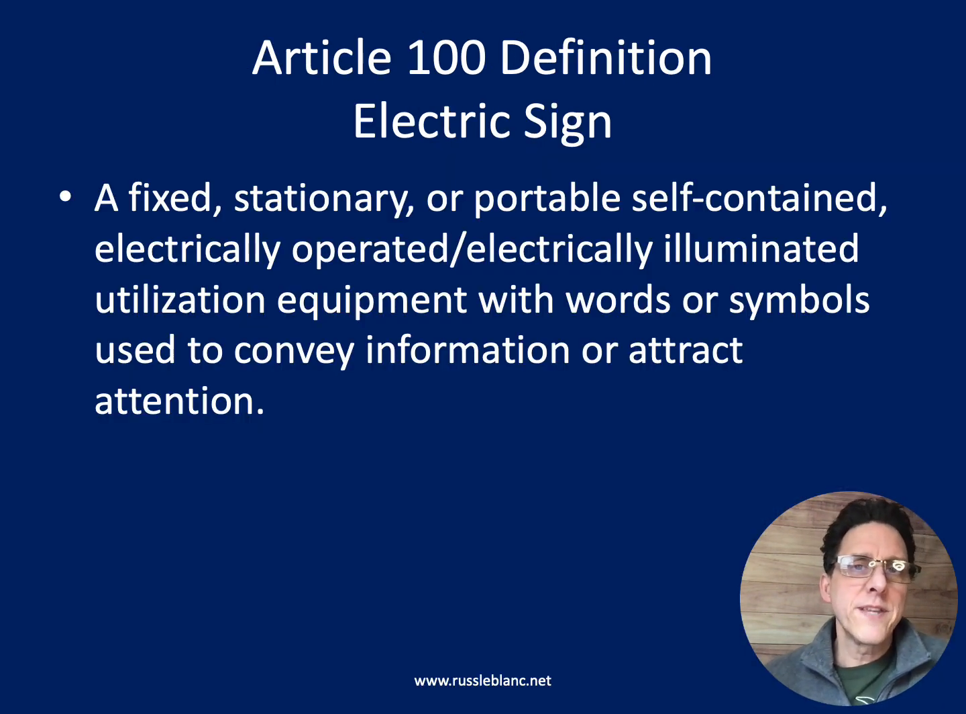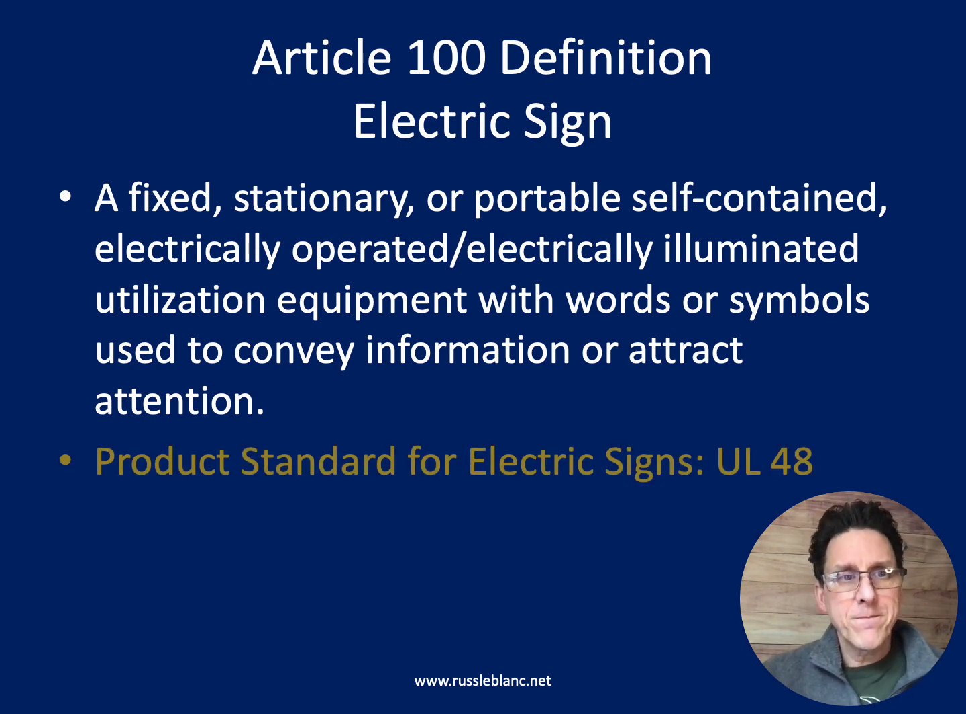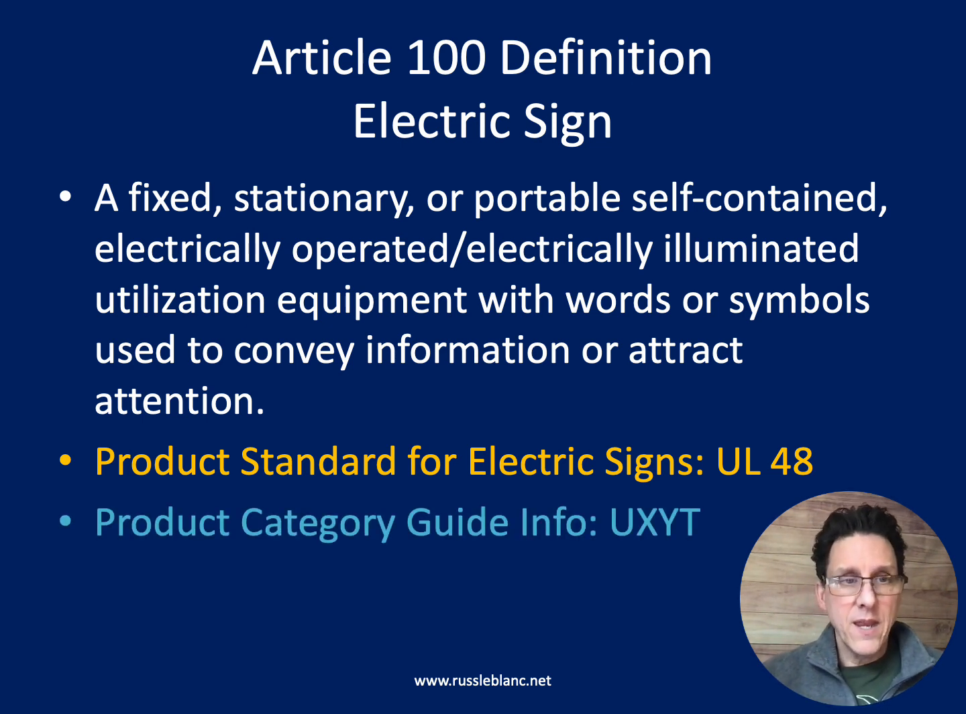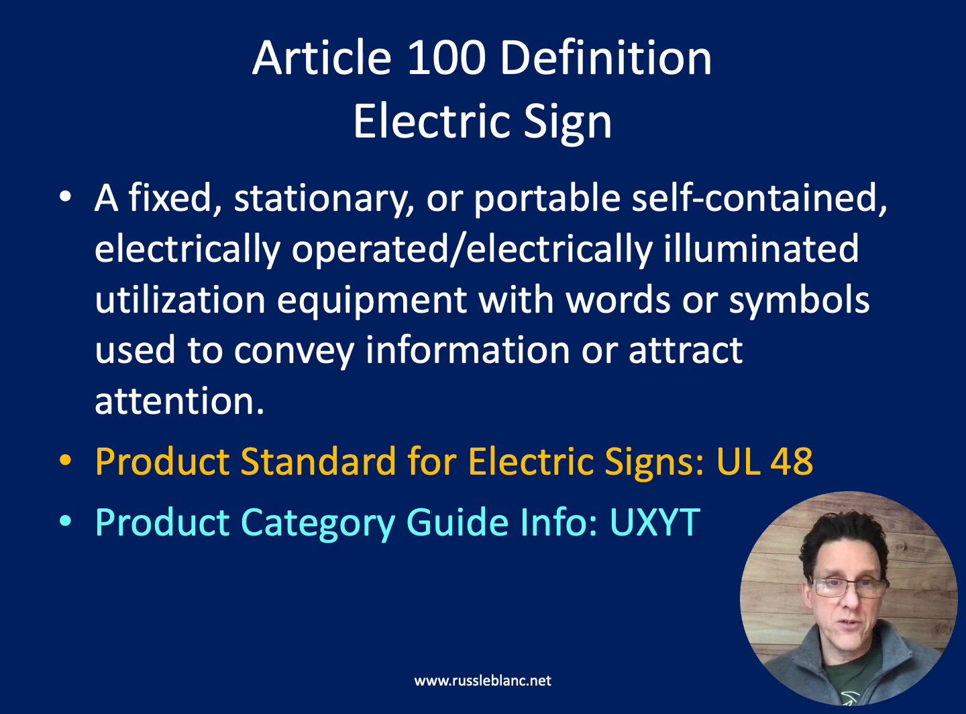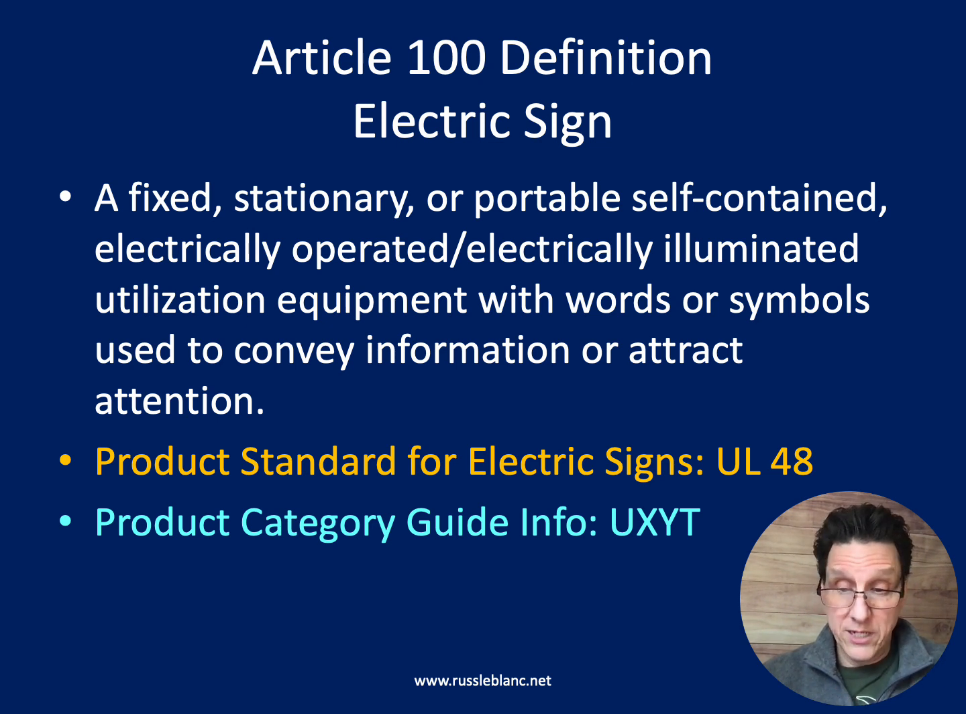Let's take a look at Article 100, definition of electric sign. And that says a fixed, stationary, or portable, self-contained, electrically operated, electrically illuminated utilization equipment with words or symbols used to convey information or attract attention. That's a sign, an electric sign, right? And the product standard for that is UL 48. And if you wanted to look this up in the guide information, that would be under product category UXYT, right? So UL 48 and product category UXYT for some more information about electric signs.